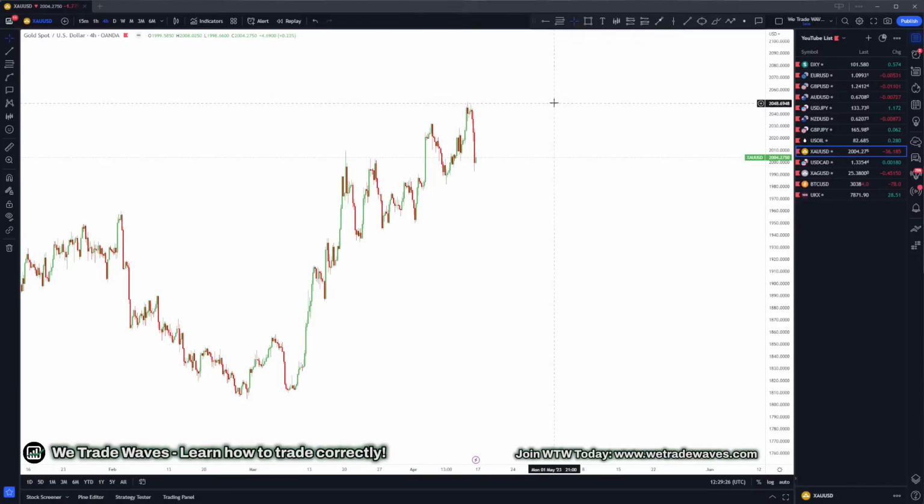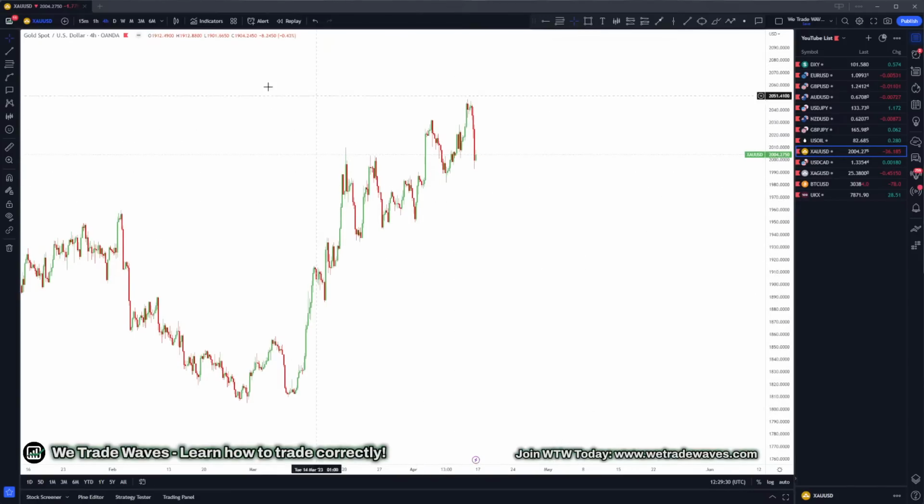2050. Most of you remember this one. I would say WTW members, because we were explaining that we're expecting gold to go to 2050, and this was perfect anyway. After this up wave, the market gave us a corrective structure. This was a contracting flat. One more push up, pull back, another up wave.